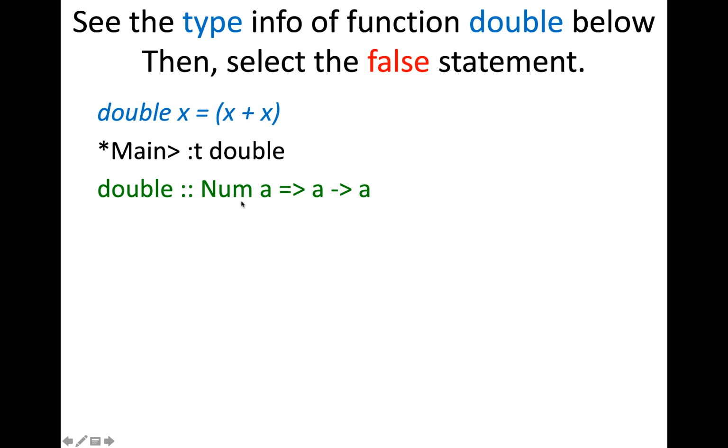The first part just means a is like a number, and then this is a separator, and this is the second part, and that is actually the main type information of this function. The first part is about the input type, so a is the input type, and after the arrow we have the output type, and we see that the output type is exactly the same as the input, both are a. That is how we interpret the type information.